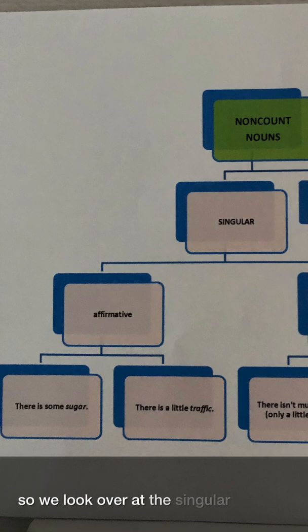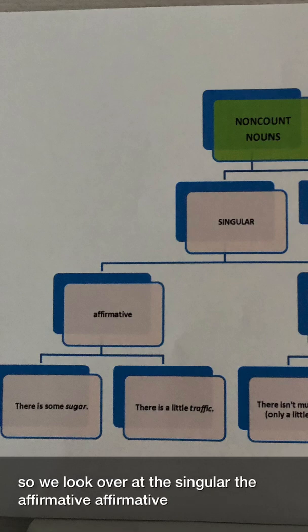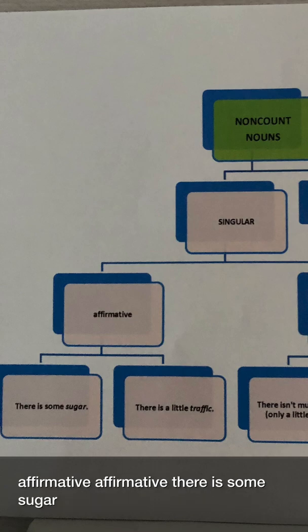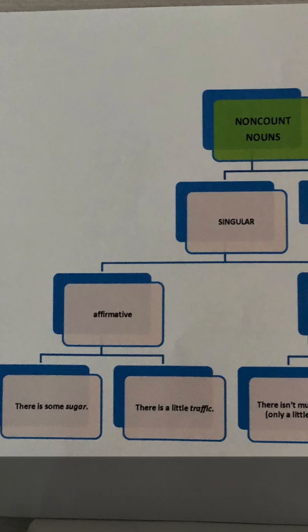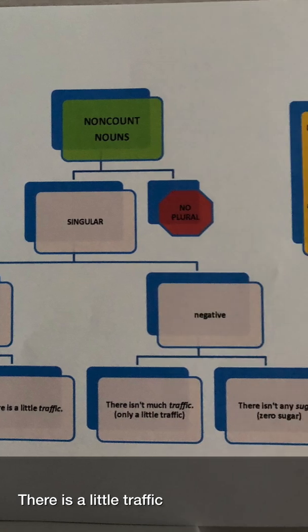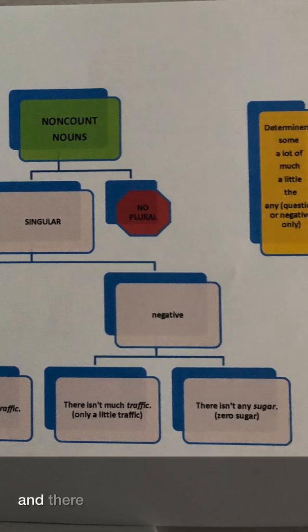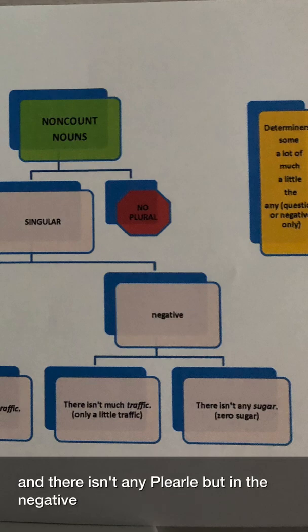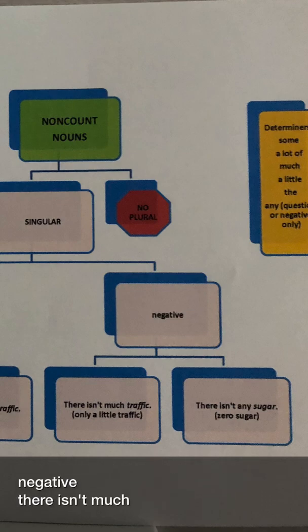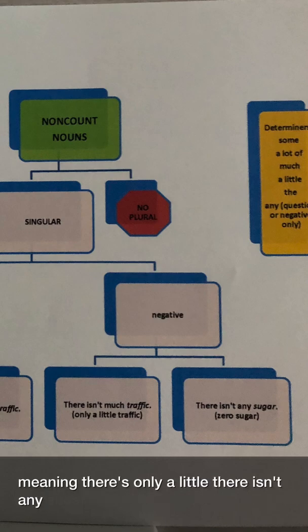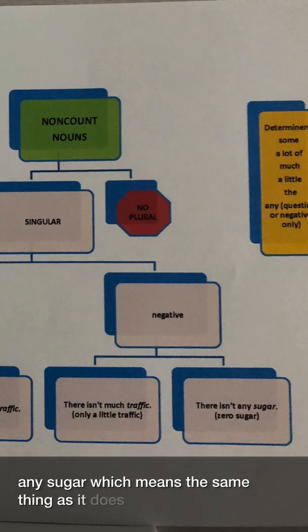So we look over at the singular, the affirmative, there is some sugar. Okay, there we have another type of food that can't be counted. It's just an amount of. There is a little traffic. And there isn't any plural, but in the negative, there isn't much traffic, meaning there's only a little. There isn't any sugar, which means the same thing as it does with count nouns, meaning 0.